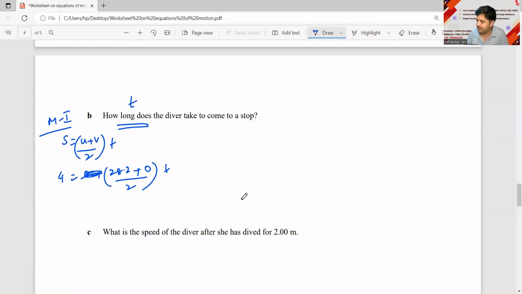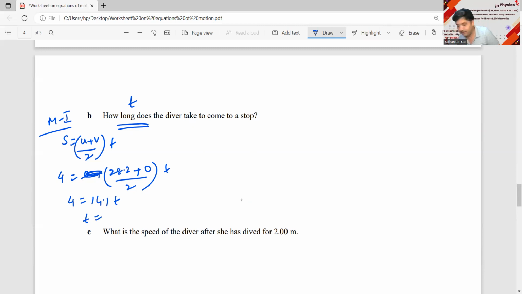Now let us find out the value of this. The answer is 4 into 2, 8 divided by... I'll take it directly here: 28.2 divided by 2 will be 14.1. So you get 4 is equal to 14.1 times T. T should be equal to... how much will this be?